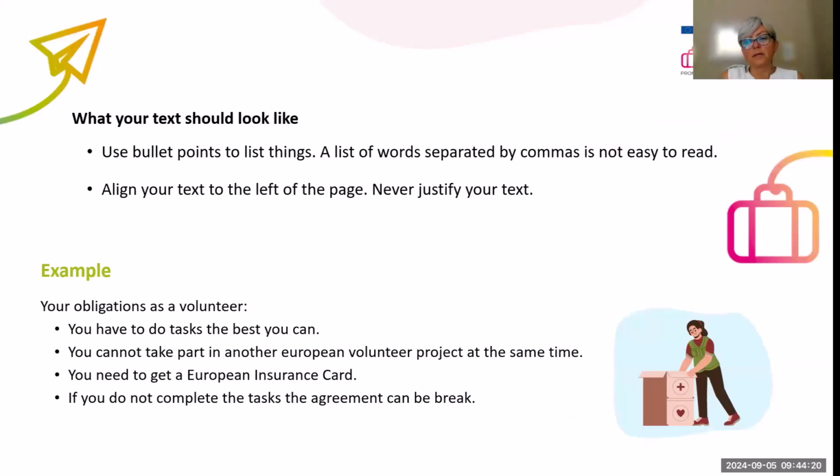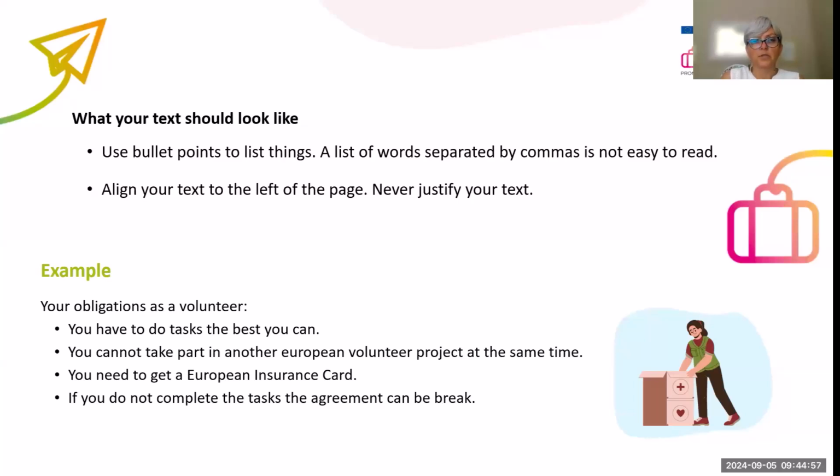Okay, it's not only about the words and the sentences that we use when preparing a text, but it's also about how you arrange a text on a page, because this is also important for understanding and making the text accessible. So one of the things that is important is that we do not use lists with commas when we want to list things, but we use bullet points to do it because it's easier to understand, easier to read.